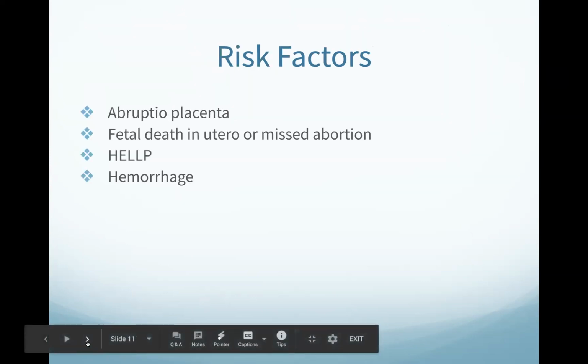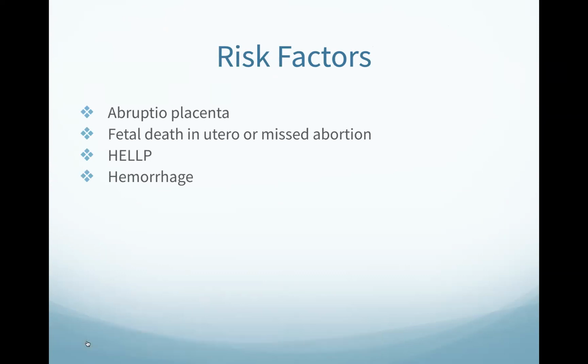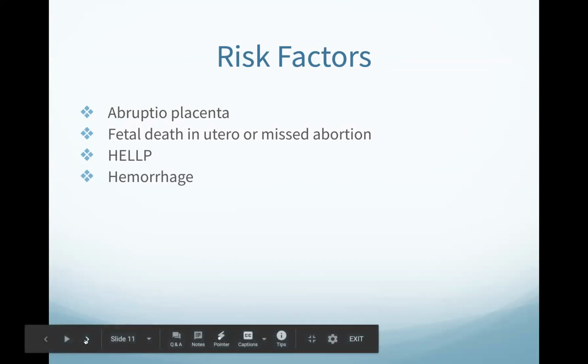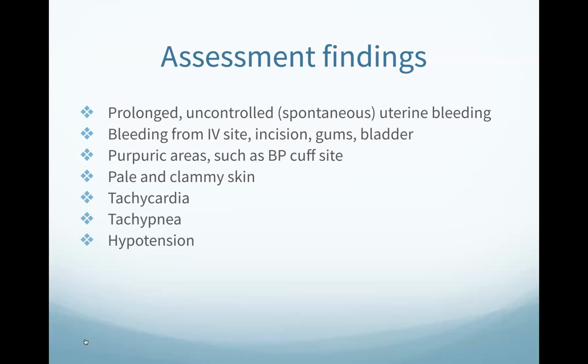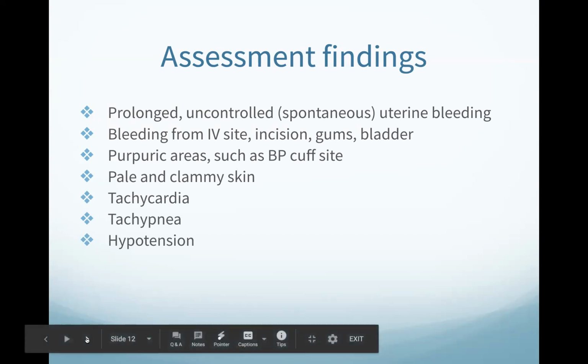Risk factors: abruptio placenta, fetal demise in utero or missed abortion, like they talked about, preeclampsia, which leads to HELLP. Remember, HELLP syndrome is a complication of preeclampsia, right? So HELLP syndrome and hemorrhage. Assessment findings, I think I already talked about most of these, that spontaneous bleeding, bleeding from all different sites, and then your tachycardia, tachypnea, hypotension, and those signs of shock.